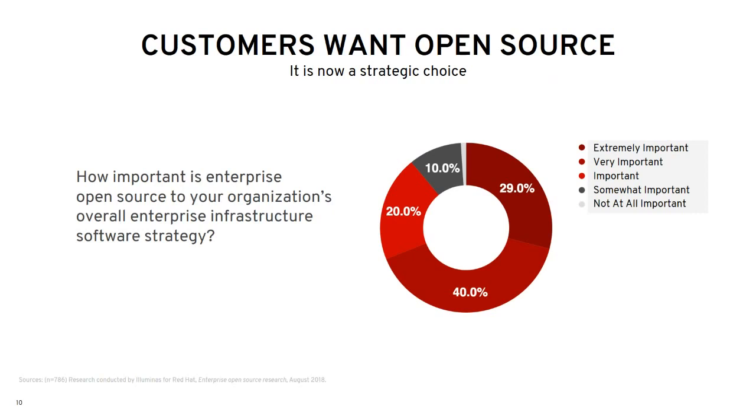So how important is enterprise open source to your organization's overall enterprise infrastructure software strategy? You can see the survey results: extremely important, very important, important, somewhat important at 10%, and not at all important at 1%. So extremely important is 29%. So 29% of customers need an open source platform.